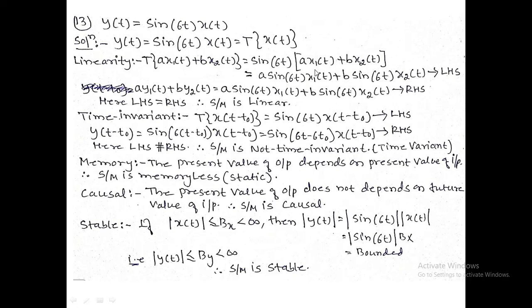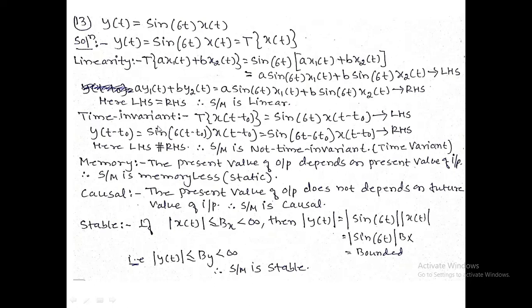For the input in linearity, a into x1 of t plus b into x2 of t. Expand this: a sin of 6t x1 of t plus b into sin of 6t x2 of t, LHS. RHS: a into y1 of t plus b into y2 of t, where y1 of t equals sin of 6t into x1 of t, y2 of t equals sin of 6t into x2 of t. Substitute this y1 of t and y2 of t here, and you will get this equation, called the RHS. Comparing LHS with RHS, both are the same and the system is linear.